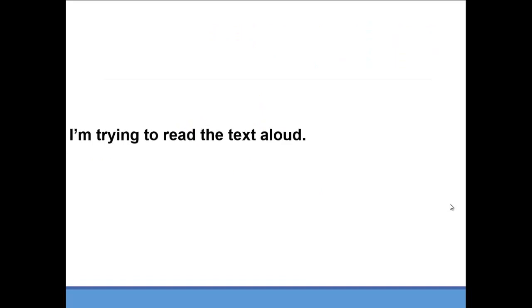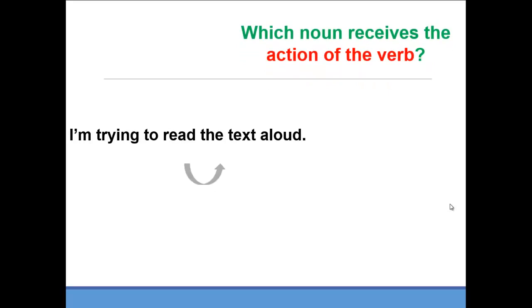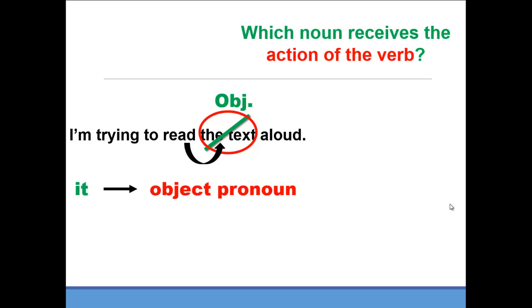I'm trying to read the text aloud. Where is the verb read? What noun comes directly after the verb? It is the text, so it is the object. Which noun receives the action of the verb? It is the text. What can we replace this noun with? We can replace it with the pronoun it, and it is an object pronoun. And the sentence will be, I'm trying to read it aloud.